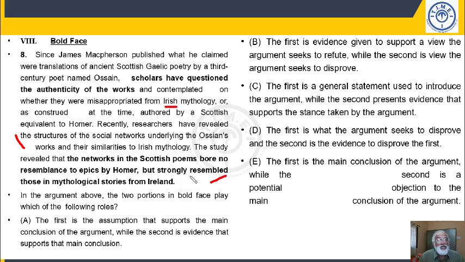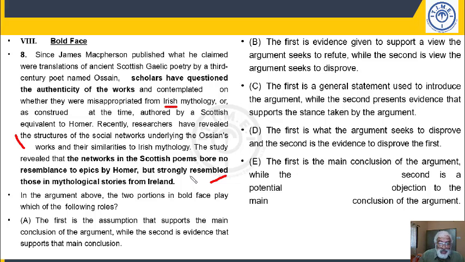So I need to look at a choice. In the argument above, the two portions in boldface play which of the following roles, which means the first boldface raises a question and the second provides detail that justifies the asking of that question. Fair enough. So basically that's what we're looking at. So what do we have here then?